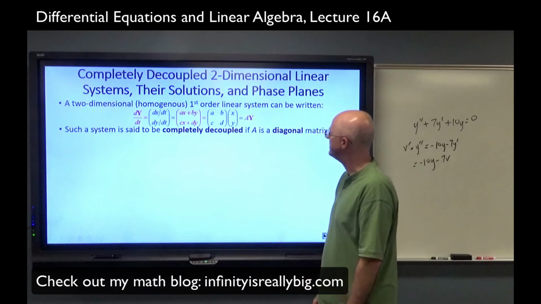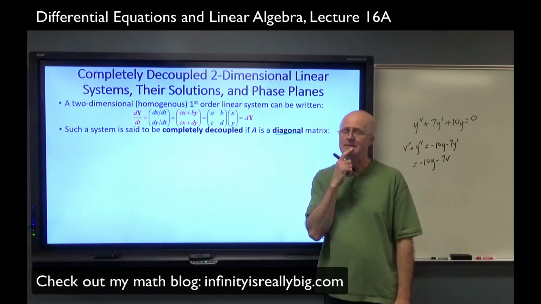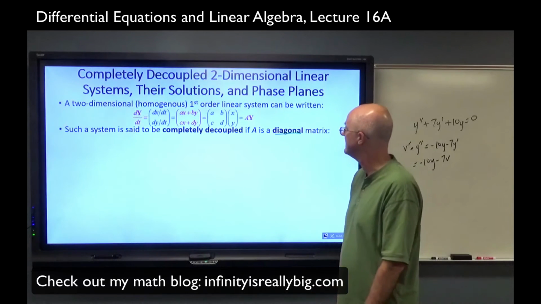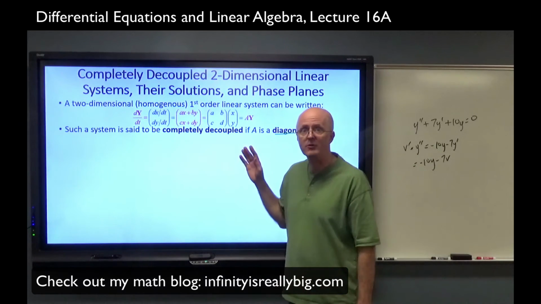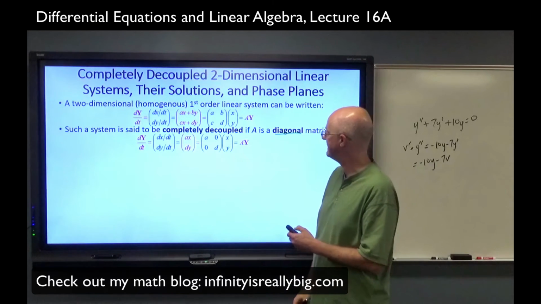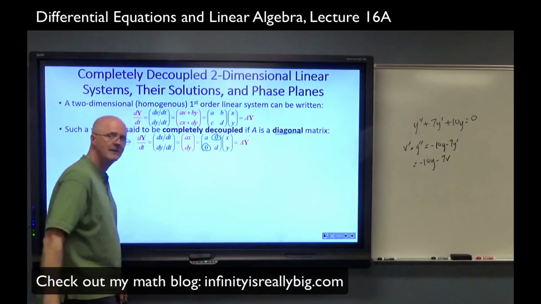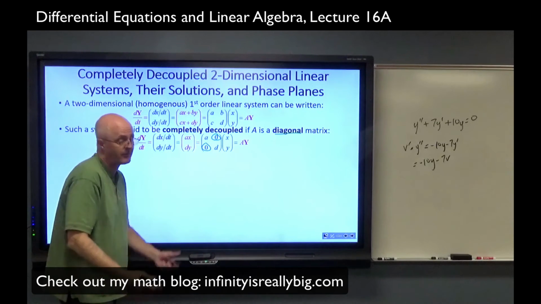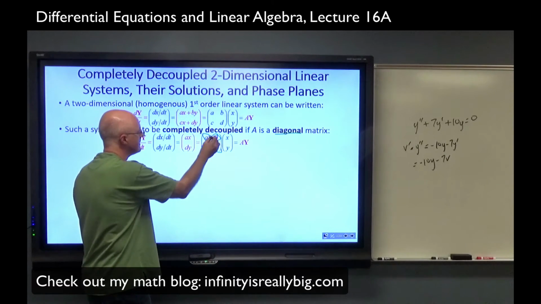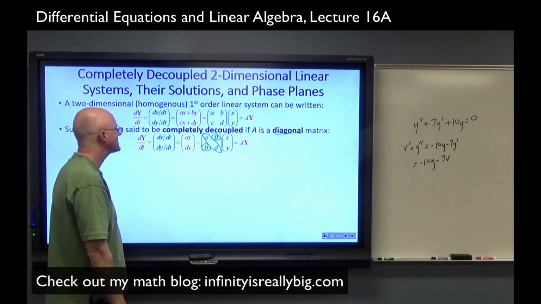Such a system is said to be completely decoupled if A is a diagonal matrix. Now, in some lectures recently, I talked about diagonal matrices in relationship to determinants. So there are special kinds of matrices. They have zeros both below and above the main diagonal that goes from upper left to lower right. Here's an example of a completely decoupled system. Notice the zeros here and here. The a and d are not necessarily zero, though they could be zero, one or the other or both. But for sure, off of that main diagonal, from upper left to lower right, we have zeros.